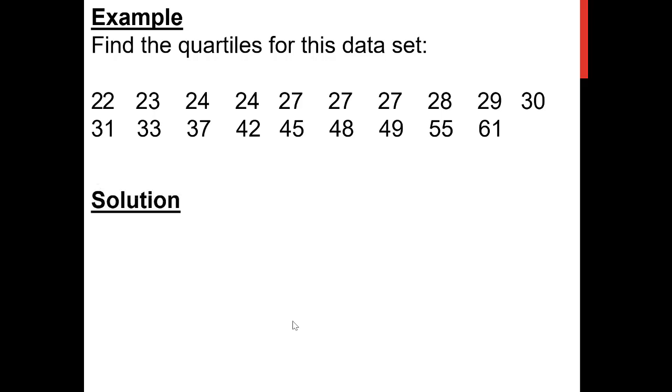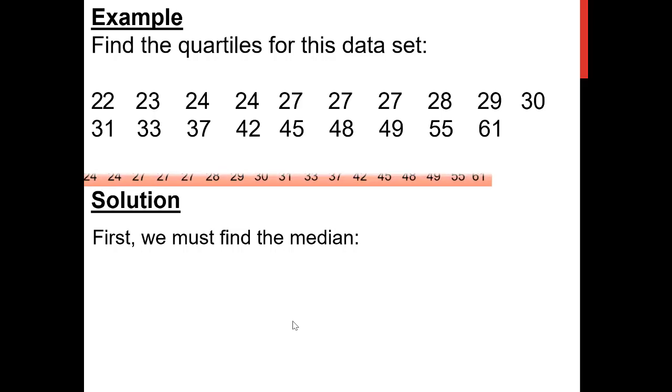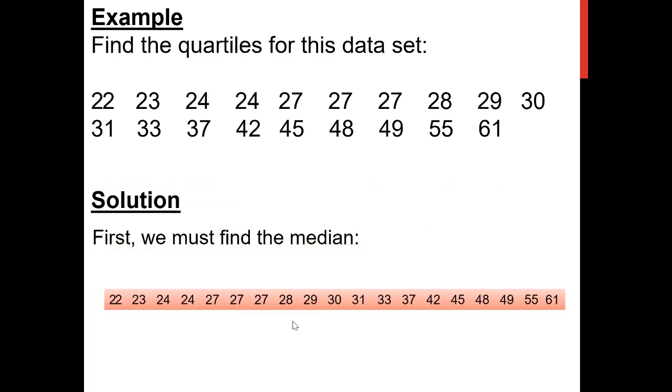So for our solution, the first thing I'm going to do is find the median. To do that, I'm going to line these data values up in order from least to greatest, and I always like to create one line because it helps me visualize the median better. So here's my data all in a row. Now because there were 19 data values, if I divide 19 by 2, I get 9.5. I'm not really interested in the 0.5 part. I just care about the 9.